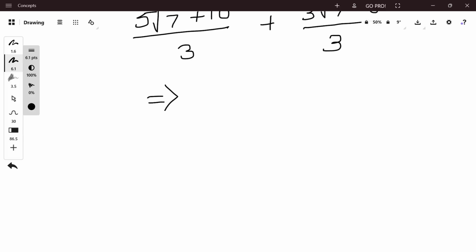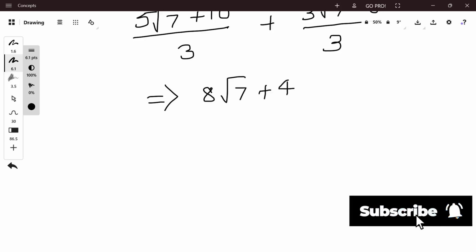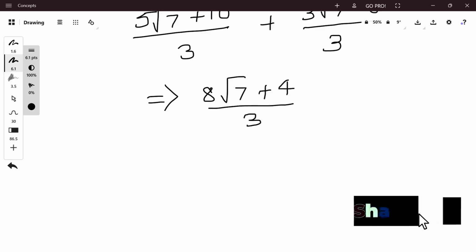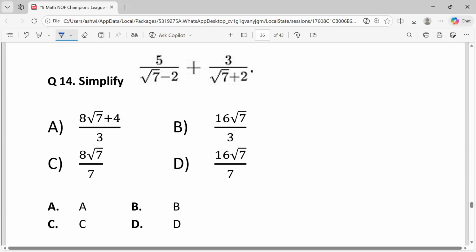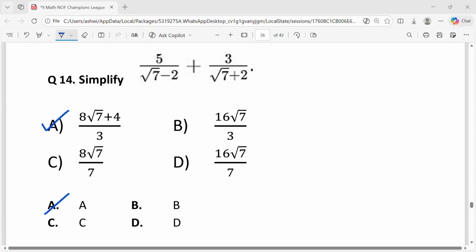That is 8 root 7 plus 4 upon 3. Comparing with the given options, the answer is A, 8 root 7 plus 4 upon 3, that is A.